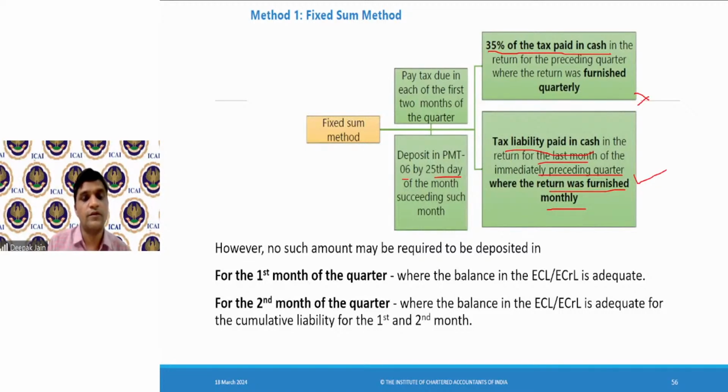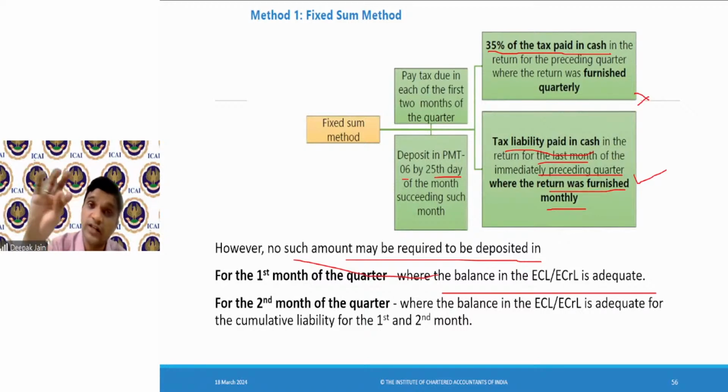Now, the further complication is if it's a fixed sum method, no such amount will be required to be deposited. Further, they say you pay 35% or 100% of a monthly return, but this will not be required to be deposited where the balance in your electronic credit ledger or electronic cash ledger put together is sufficient. If you have a liability of 35% of say 1 lakh rupees, and you have 1 lakh sufficient in your electronic credit ledger or electronic cash ledger both put together, then you don't have to make any more payments because that is sufficient to take care of your liability.